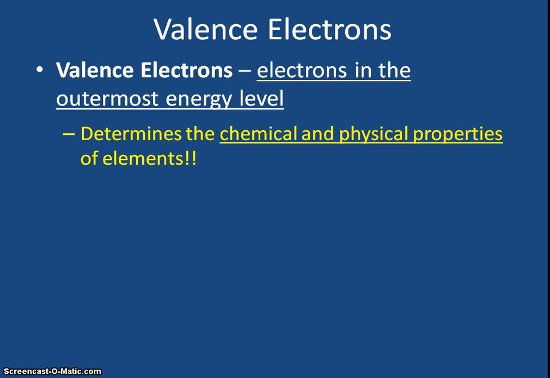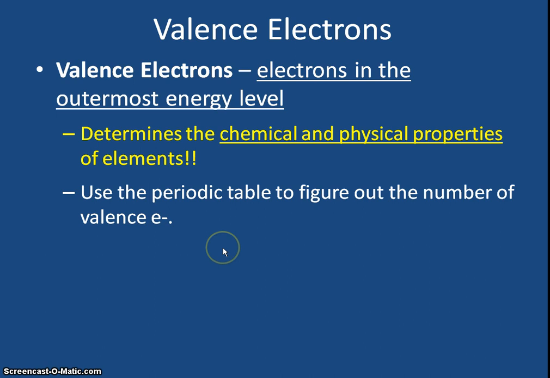It's important because it determines the physical and chemical properties of the elements. So for example, all the elements that have 1 valence electron, they all react almost exactly the same way. All the elements that have 7 valence electrons, they're going to react the same way. So the number of valence electrons determines the properties of the elements. That's really important. Put a star by that.